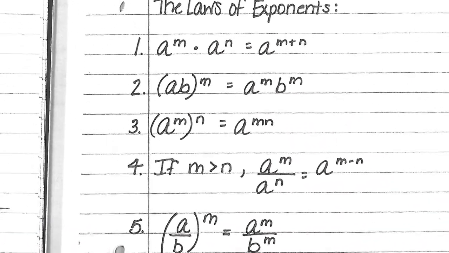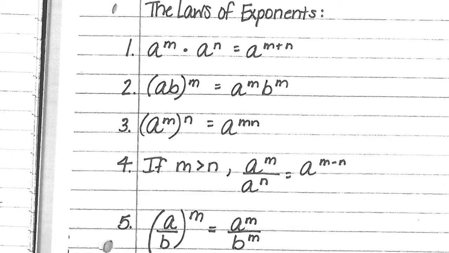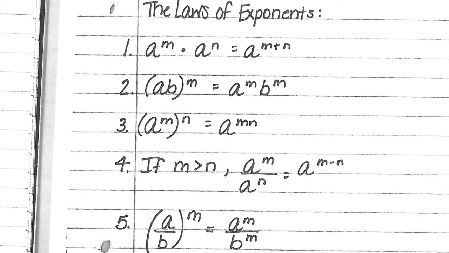Let's review our laws of exponents. A to the M times A to the N is equal to A to the M plus N. AB to the M power, remember that M is going to go to the A and to the B to give us A to the M, B to the M. Anytime I have a power to a power, A to the M, all of that to the N is A to the M times N.